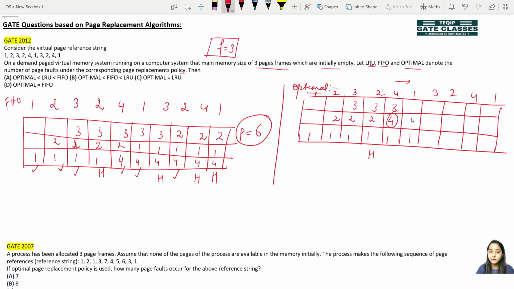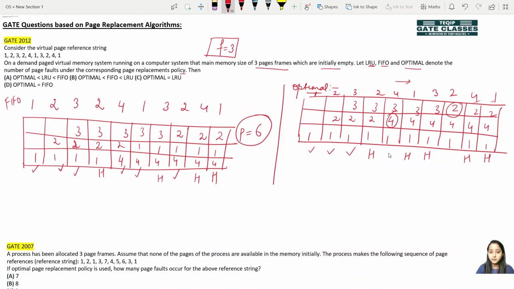Then 1 is already there, so it is a hit. Then 3 is also already present, so it is a hit. Then 2 arrives: 4 is there, 1 is there, so it will replace 3, because 3 is not needed in the nearby future. Then 4 stays the same, it is a hit. Here 1 is also present, so there is no page fault because there is no need to change the page.